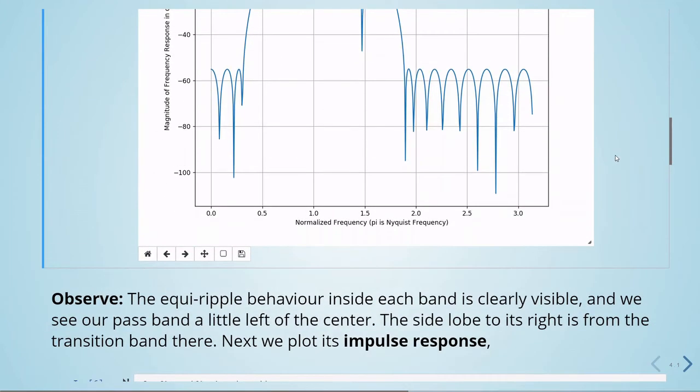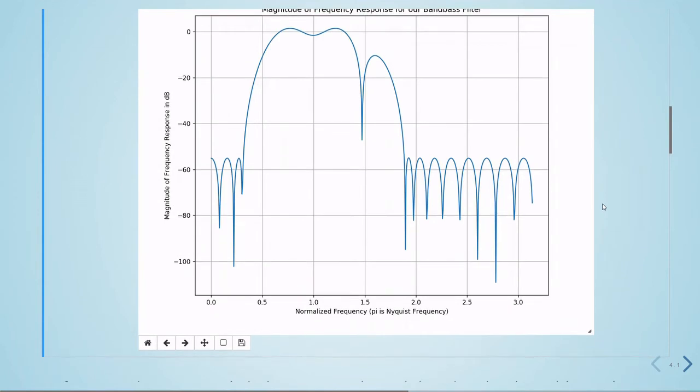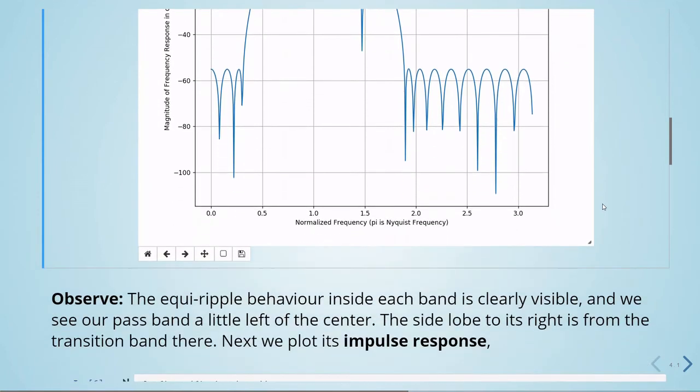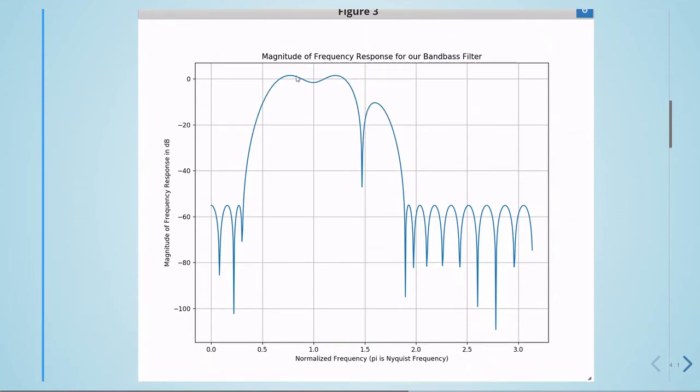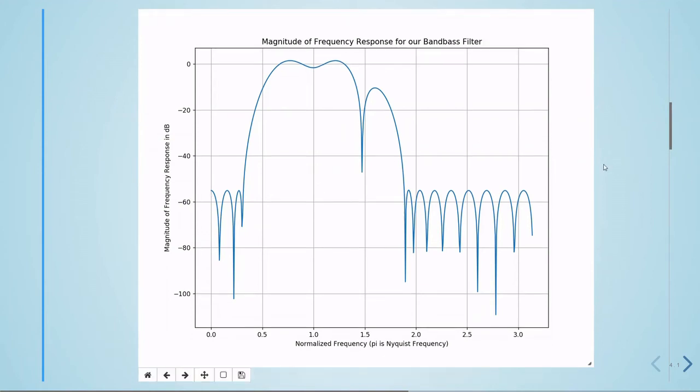So observe the equiripple behavior inside each band. We see our pass band a little to the left of the center. The side lobe to its right is from the transition band there. So this is our pass band, and we have the low stop band and the high stop band.